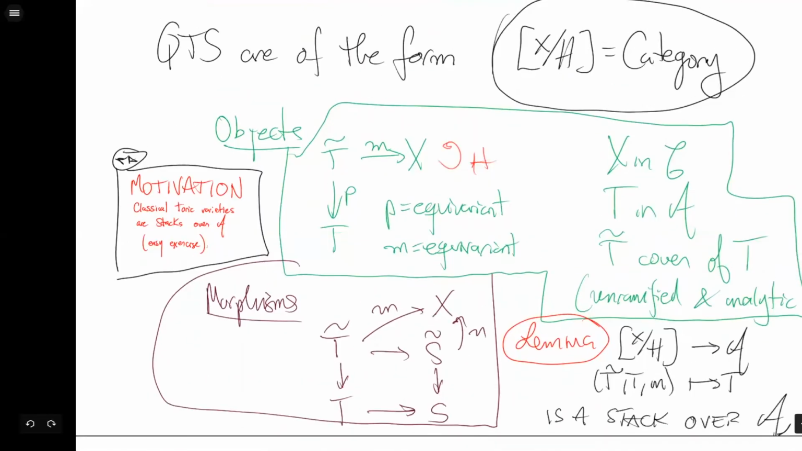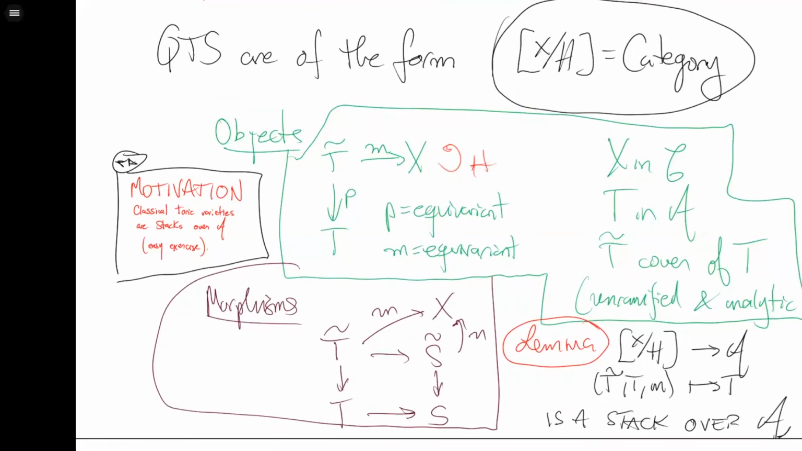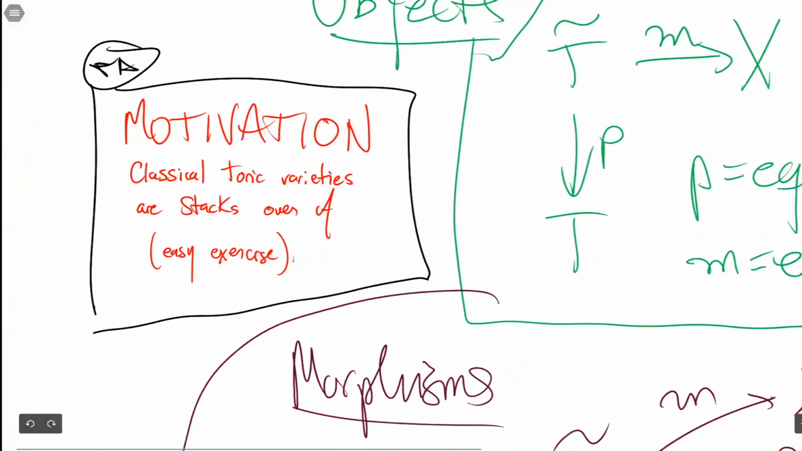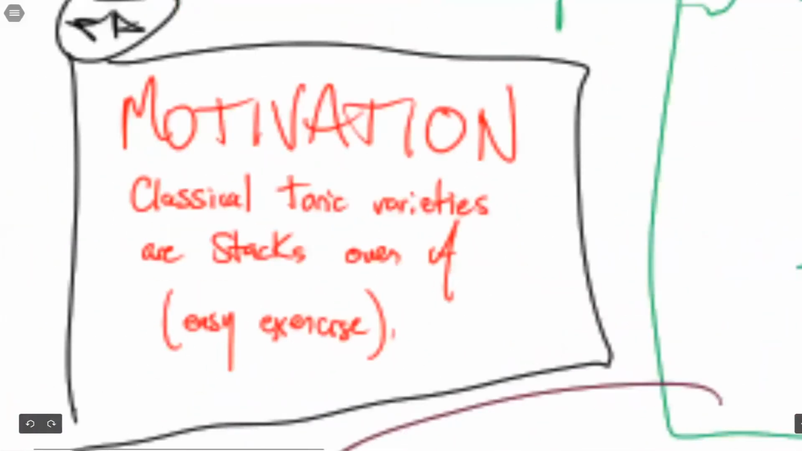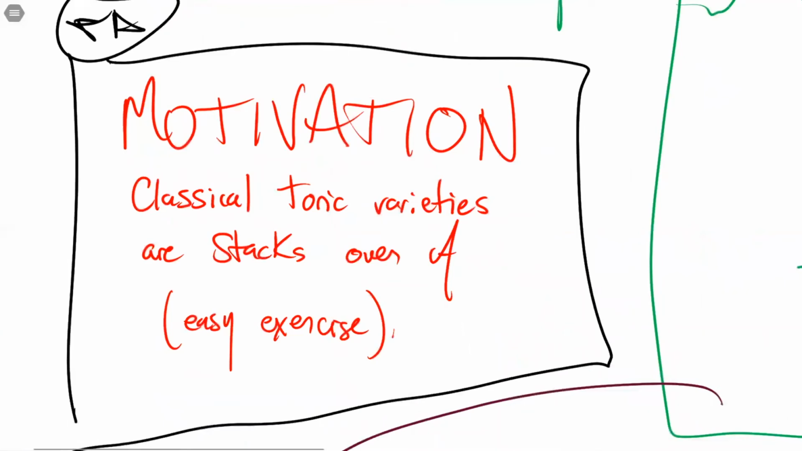Now, the morphisms of this category that will be the quantum toric stack are obvious. What else could they be? They have the form of a comma category. And in any case, the lemma is that such things form a stack over A. Now, the motivation is that classical toric varieties are stacks over A in exactly this fashion. This is a reasonably easy exercise.